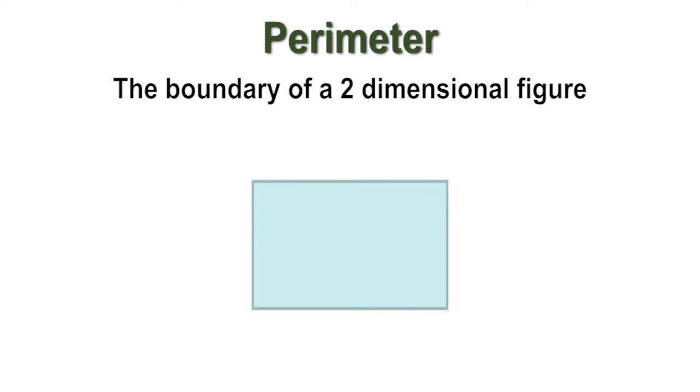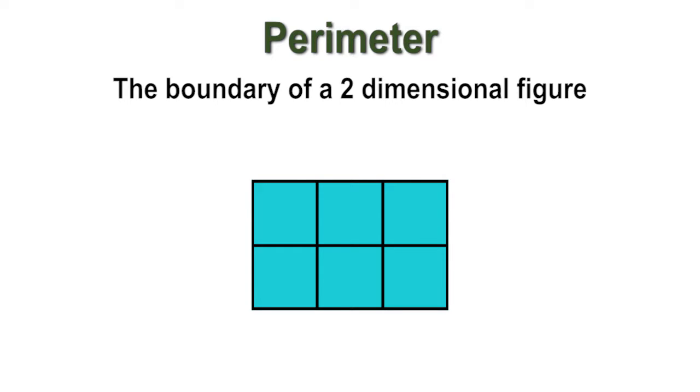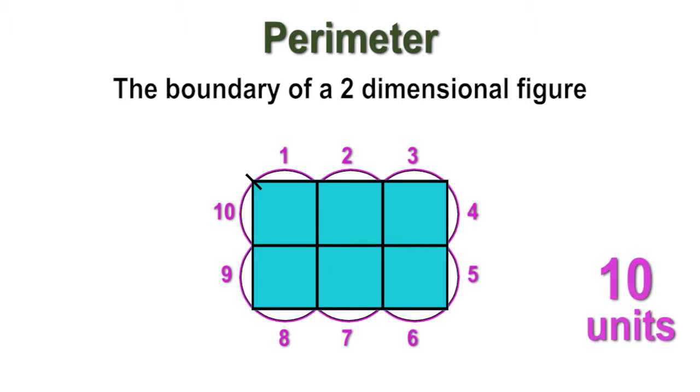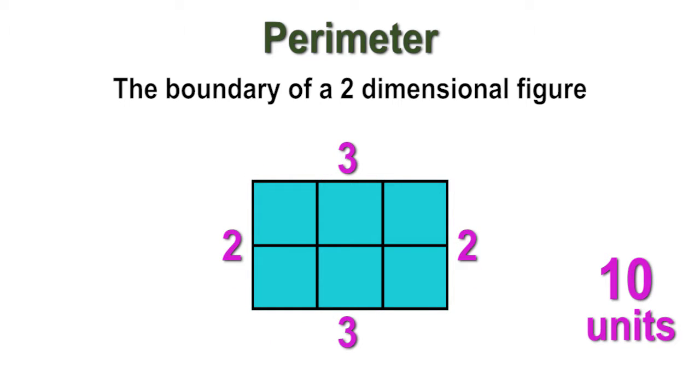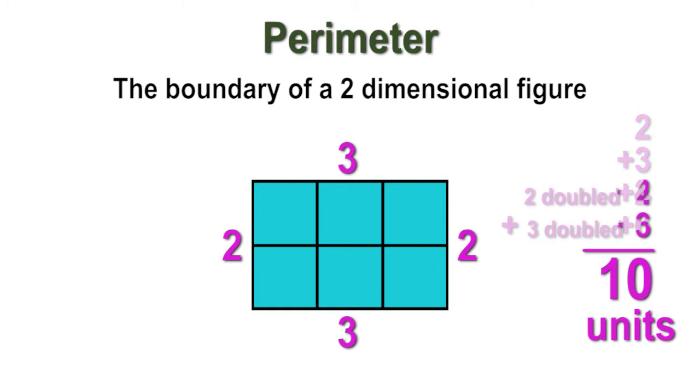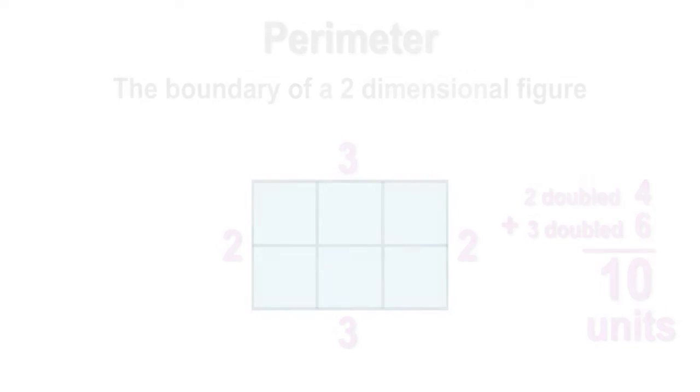Perimeter is defined as the boundary of a two-dimensional shape. Your child first learns to identify perimeter by counting lengths around a shape. After, they work with just numbers labeling the lengths of the sides. Your child is encouraged to find more efficient ways of finding perimeters, such as doubling opposite sides when working with rectangles. Rather than thinking of this figure as 2 plus 3 plus 2 plus 3, they can think of it as 2 doubled plus 3 doubled.